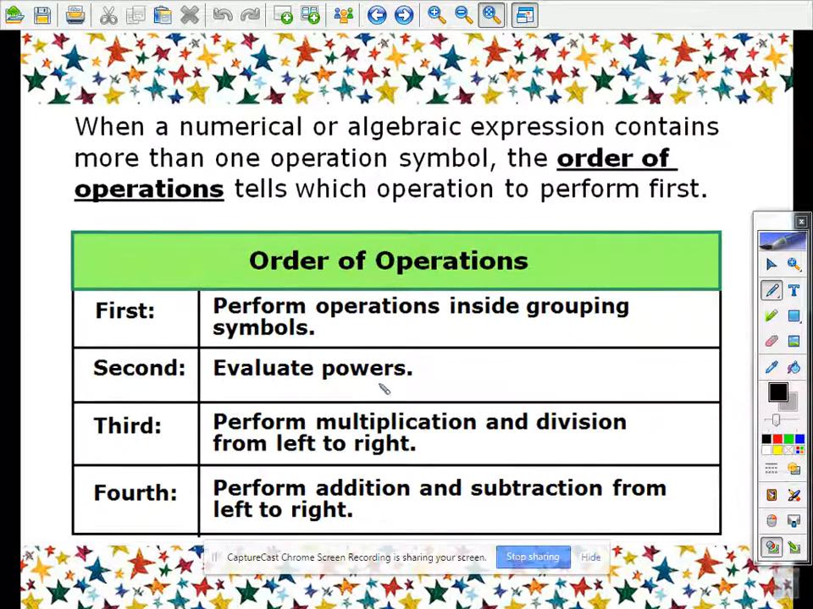The second is evaluating powers or exponents. Third, we perform multiplication and division from left to right. You always read left to right, whichever one comes first. And the same is for addition and subtraction, which is the last two that we look at.